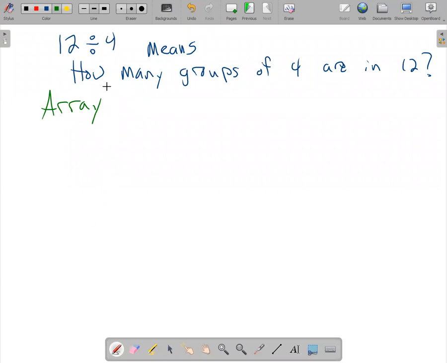So I'm going to draw it just a little bit different. So I would draw my first group of 4. And then I want to keep building groups of 4 until I get to where I need to go. All right, so here we have that rectangular structure of an array.